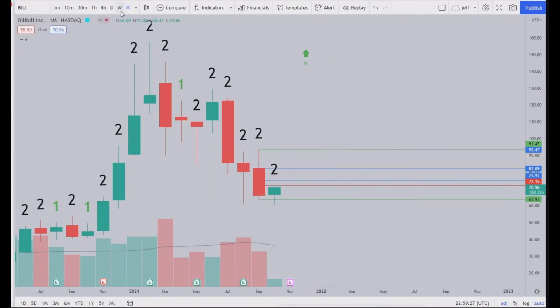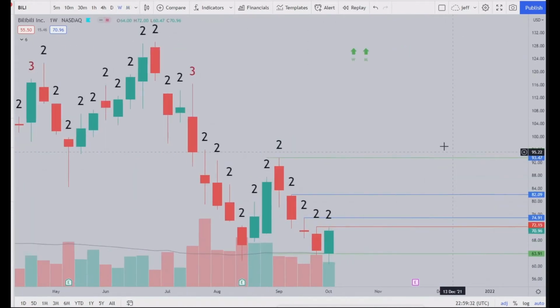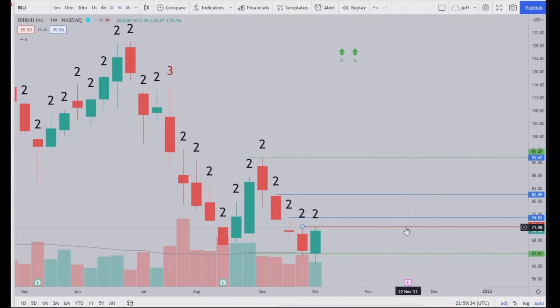So if we go to the weekly, we have 72.15 as the breakout trigger, with about 75, 82, and 93.50 as the targets.